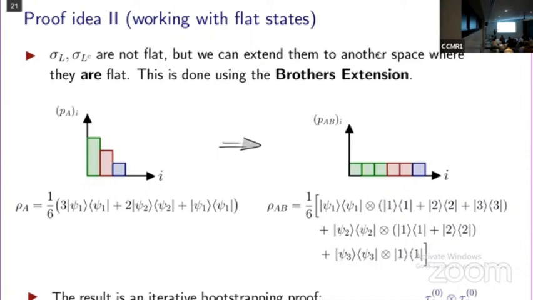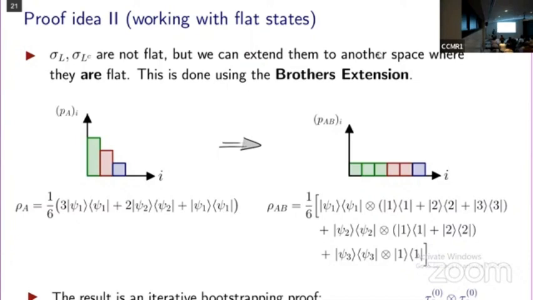And then, if you have one eigenstate whose size is, for example, 3/6, it will appear as a tensor product with three guys in the auxiliary space. Now, when you trace out the auxiliary space, you will get back this state. And then the idea is to somehow work with the proof in this state where everything is flat. And when everything is flat, there is a very natural connection between the overlap and the IMAX.